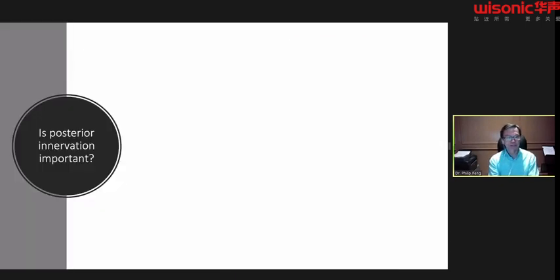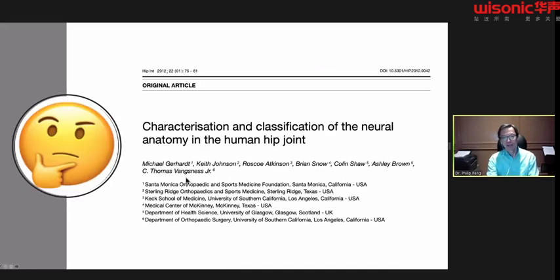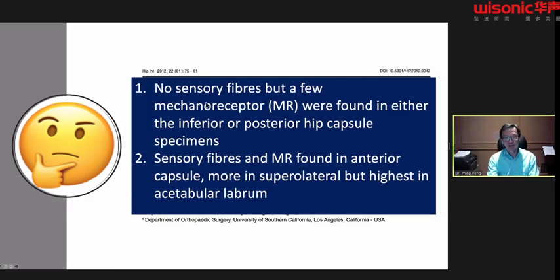Is the posterior innervation important? It's very debatable, so let me share with you why. This is an article published in 2012. They looked at the histological staining and found that the posterior capsule, yes, has a lot of sensory fiber, but they are mainly mechanical receptors. They feel the stretch, but they don't have a lot of those nociceptive fibers.